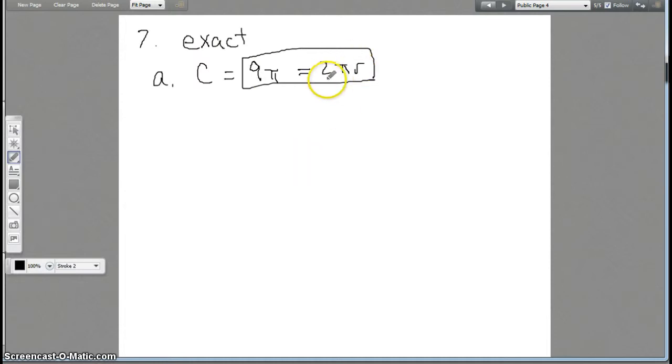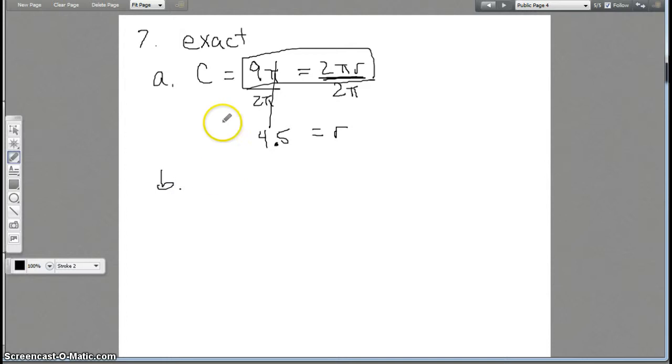To solve that, I need to get r by itself, so I'm going to divide both sides by 2 pi. On the left side, my pi's are going to cancel, and what I'm going to end up with is 4.5. 4.5 is going to equal r, and so that's my radius. In this case, there is no pi in our answer because the pi canceled out.